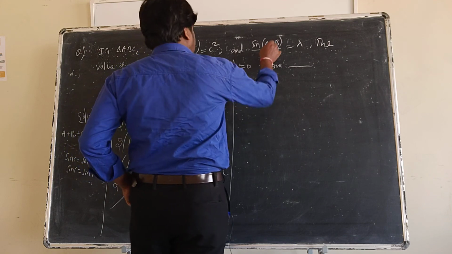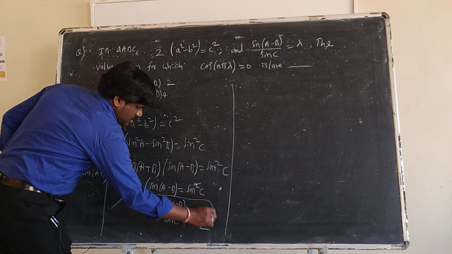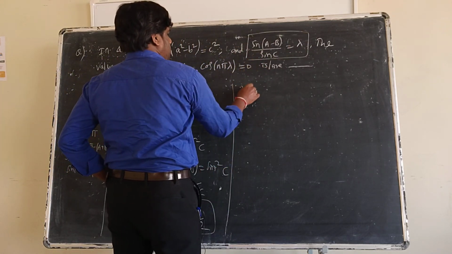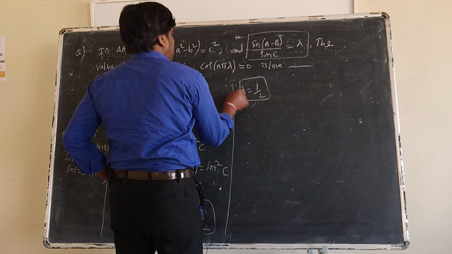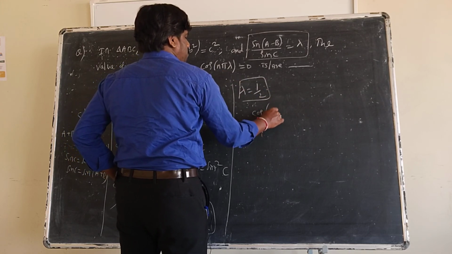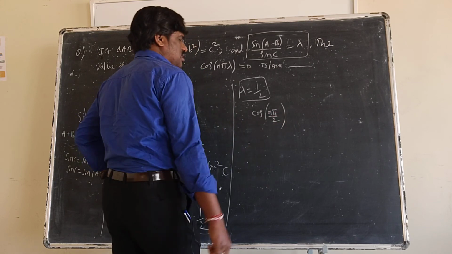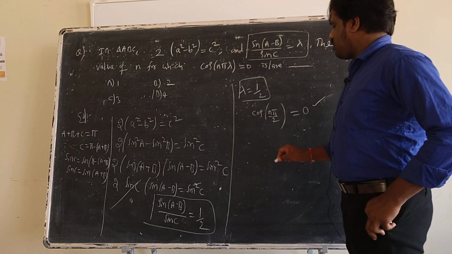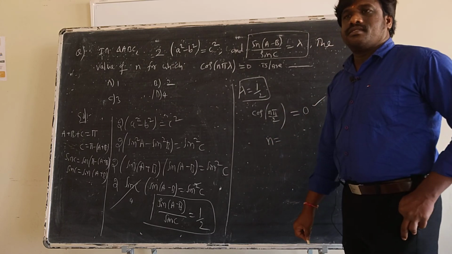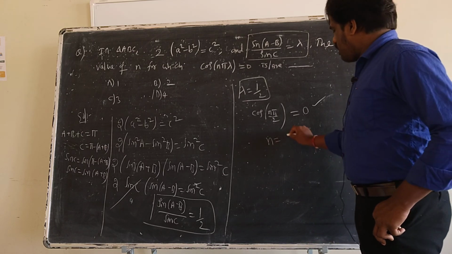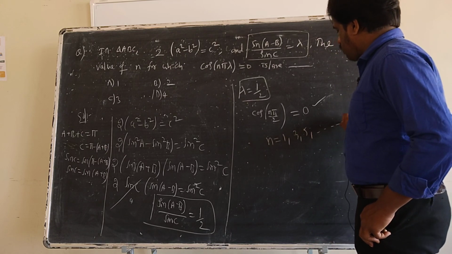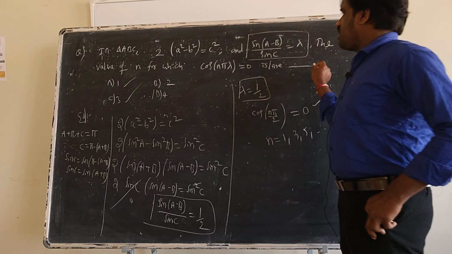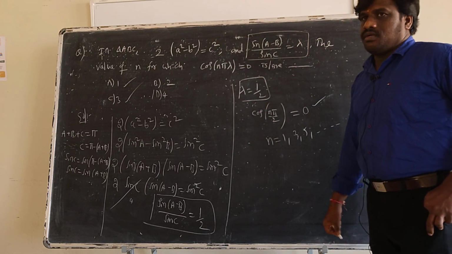So if you compare this one with the question, what will be the lambda value? Lambda value will be half. What I have to find? Cos of n pi lambda, lambda is 1 by 2, so cos n pi by 2. When does cos n pi by 2 become 0? Cos n pi by 2 is 0 when it happens for odd multiples of pi by 2. N is equal to 1, 3, 5, and so on. What are the options you have? 1, 3. So n is equal to 1, 3 when this becomes 0. That's it. Over.